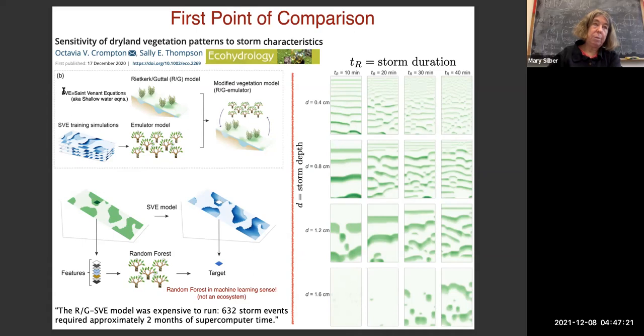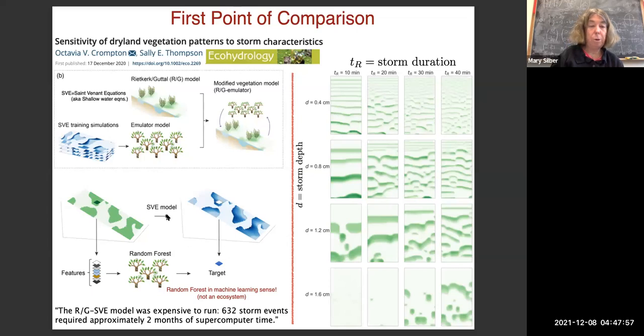But what they did for the fluid flow is they looked at the shallow water equations on this rough surface, these Saint-Venant equations that I alluded to, together with a Richards equation for infiltration. But they say if they actually were to run this, it's too expensive. They're doing it on a two-dimensional domain, 200 meters by 100 meters, and if they tried to have 632 storm events over a decade or two, it would require 2 months of supercomputer time. So they've got to come up with some method to speed it up.